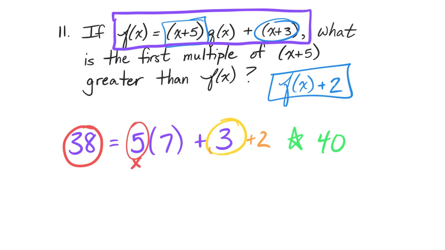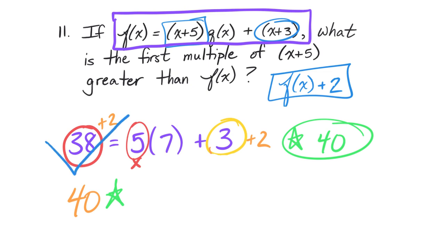If I add on that 2 to the right side, then I have to add on that 2 to the left side. What does that make? 38 plus 2? 40. And there was the 40 that you answered just off of instinct. So, can you please zero in on that left side and notice you have 38 plus 2. Remember, 38 was your f of x. You have f of x plus 2 as your next multiple.